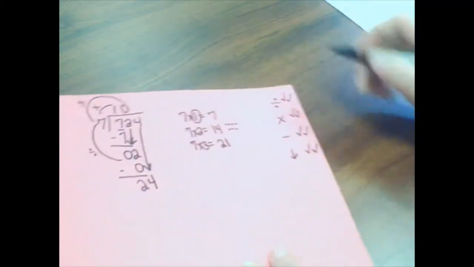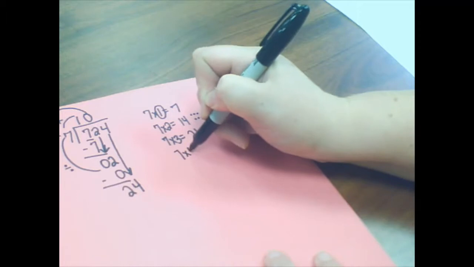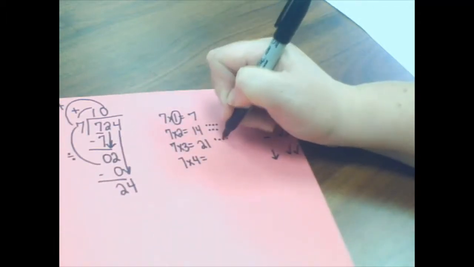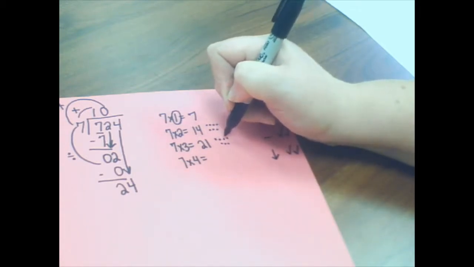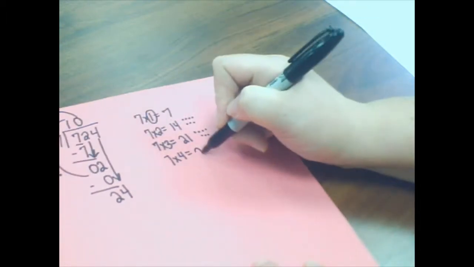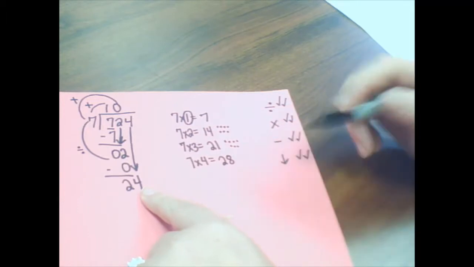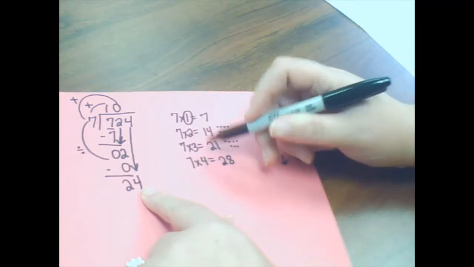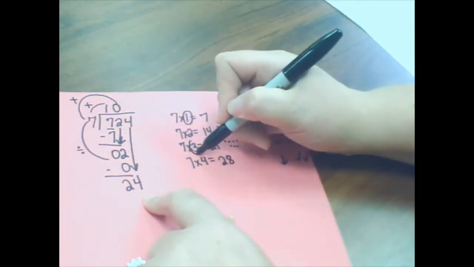Have I gotten to 24 yet? I have not, so I need to keep going. 7 times 4. I'm going to draw my 7 dots. 21, 22, 23, 24, 25, 26, 27, 28. Now, I only needed to get to 24. 28 is too big, so this 4 cannot work. So the most amount of times that 7 can go into 24 is 3 times.